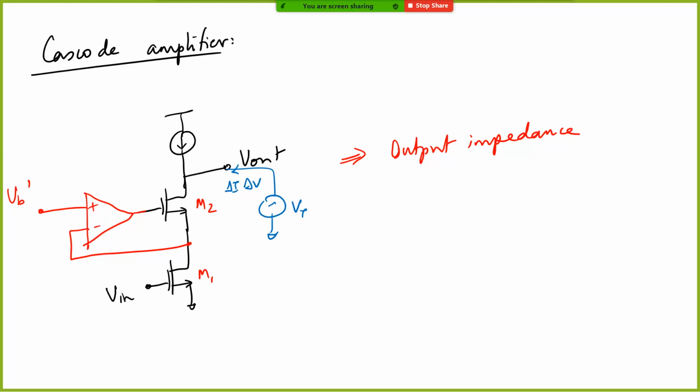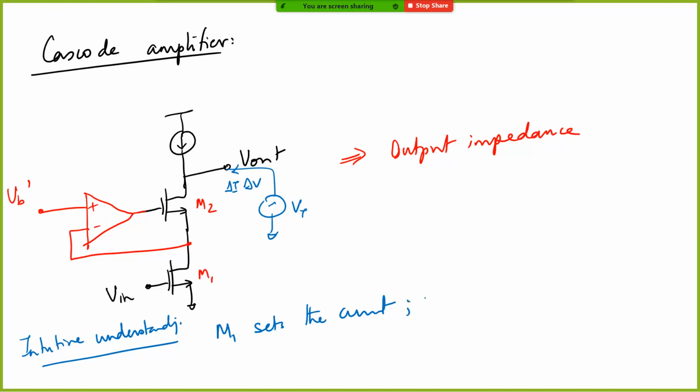Now, in this particular case, what is setting your current? M1 is setting your current. So this is basically an intuitive understanding of the circuit. Okay, M1 sets the current. Now, because M1 sets the current, and the input voltage is basically going to fix the current. But because the drain to source VDS changes, okay, ID1 changes. ID1 is basically equal to IOUT, right? Because of the channel length modulation effect.